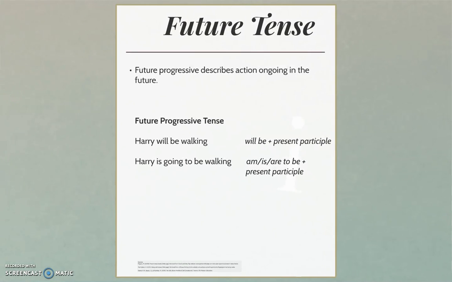Future progressive tense describes action ongoing in the future. You can say, Harry will be walking to buy a treat, or Harry is going to be walking to buy a treat. Remember these formulas: will be plus the present participle, or am or is or are going to be plus the present participle.